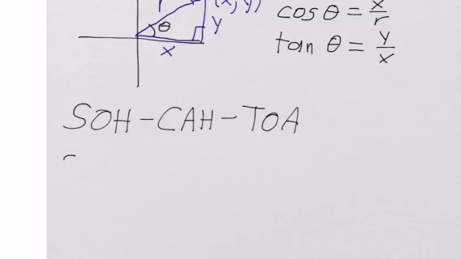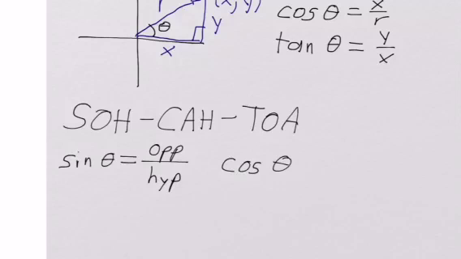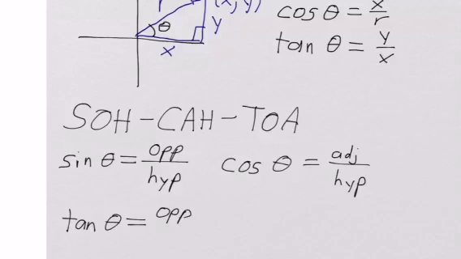This says the sine of theta is equal to the opposite over the hypotenuse. The cosine of theta is equal to adjacent over hypotenuse. And the tangent of theta is equal to the opposite over the adjacent.